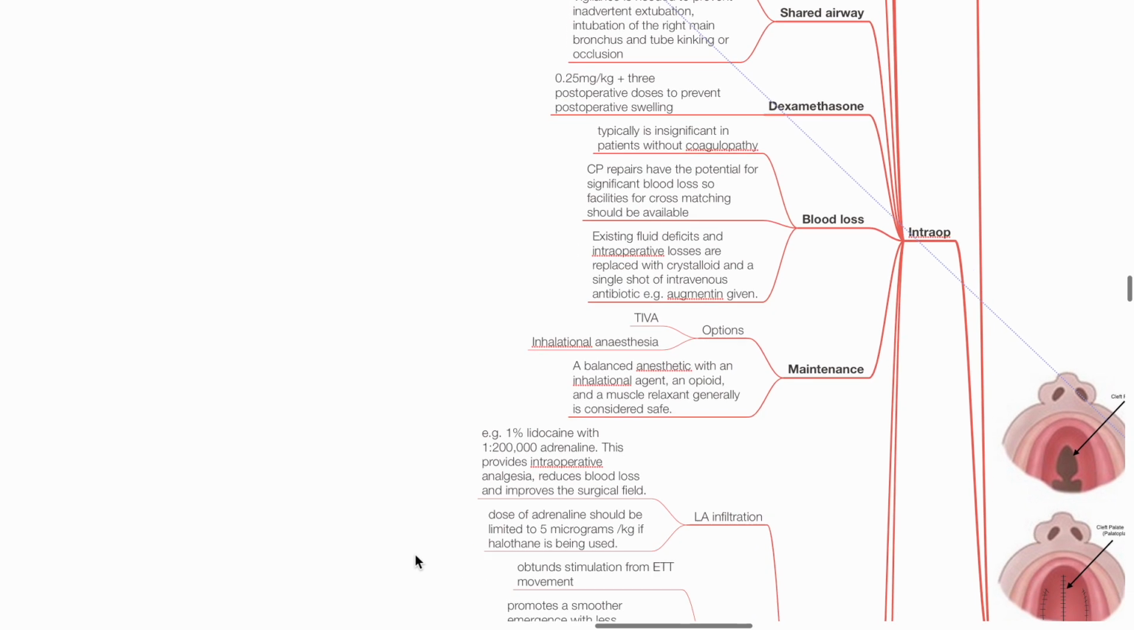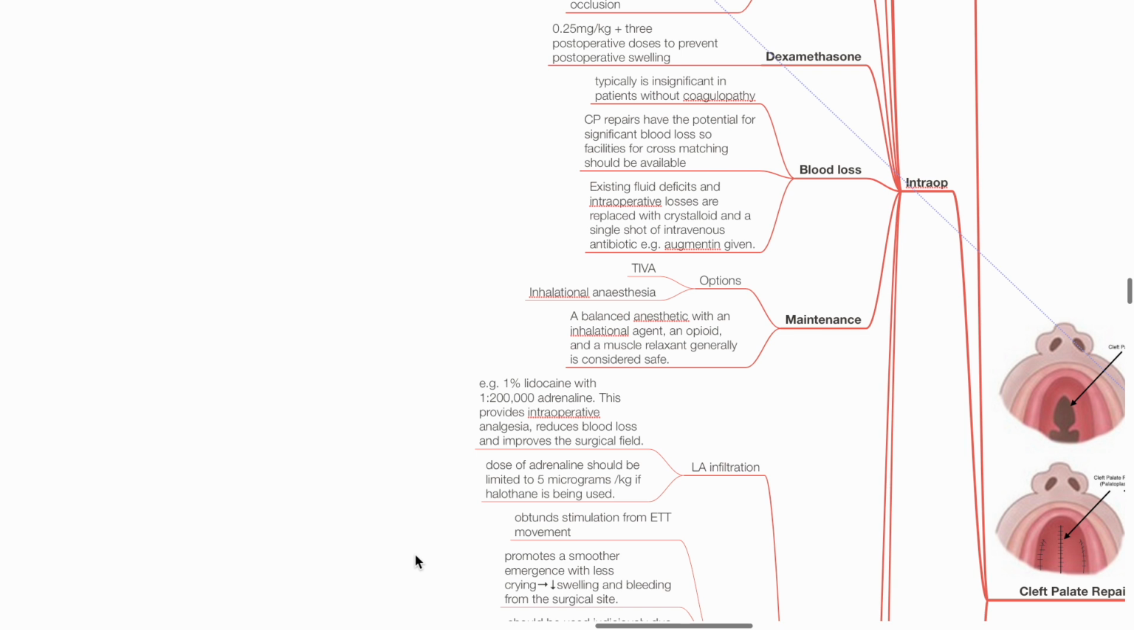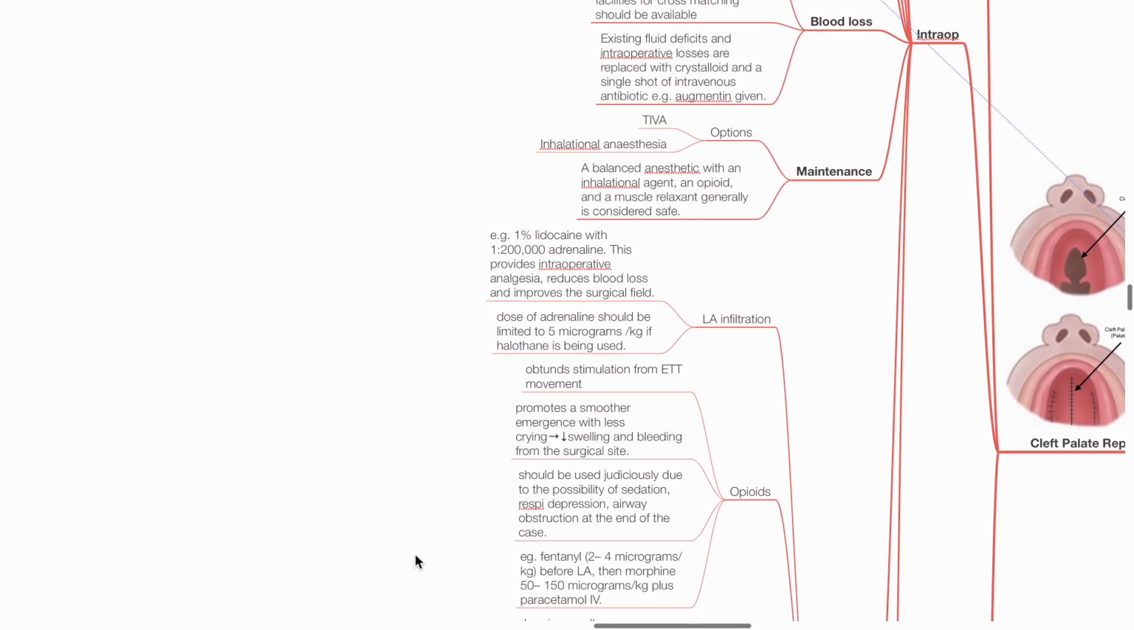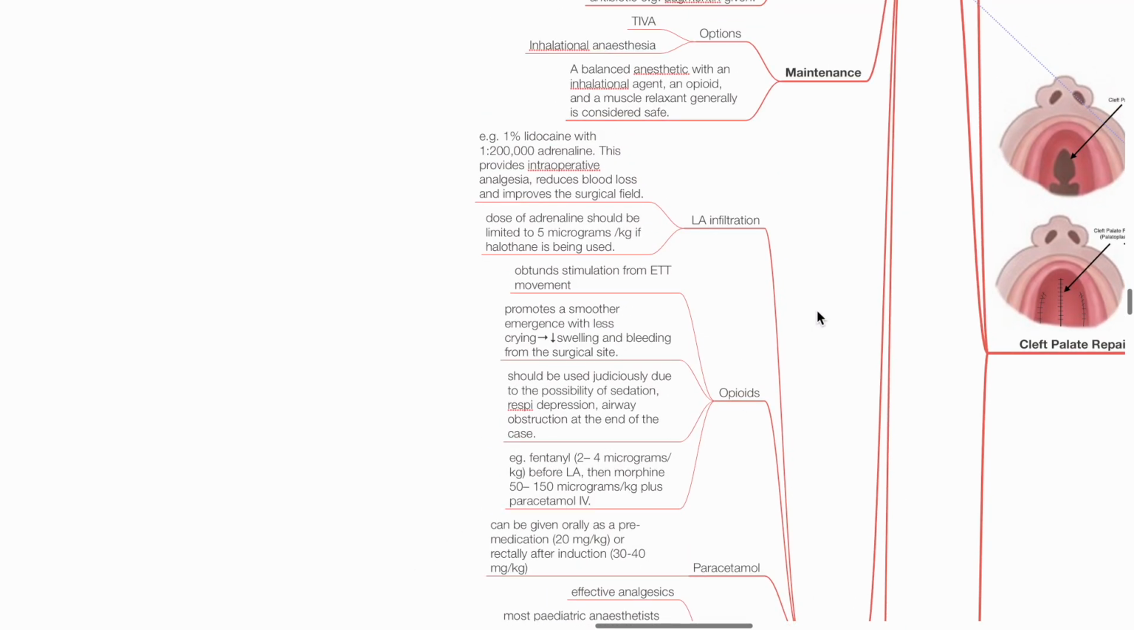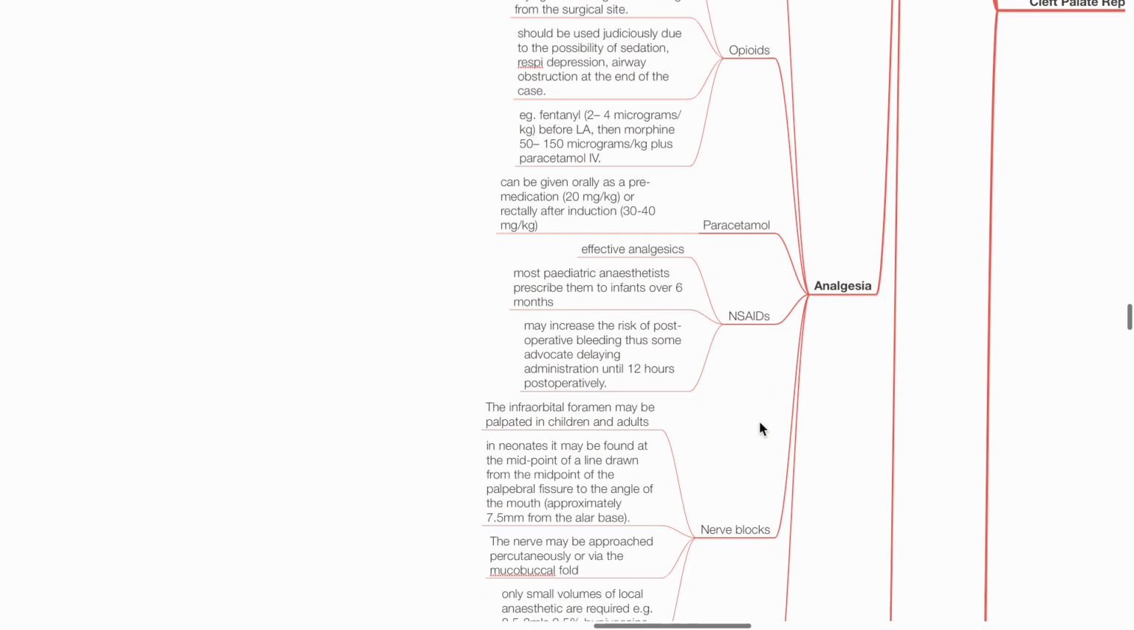Options for maintenance include TIVA or inhalational anesthesia. A balanced anesthetic with inhalational agent, opioid, and muscle relaxant is generally considered safe. Options for analgesia include LA infiltration, opioids, paracetamol, NSAIDs, nerve blocks, and Precedex.